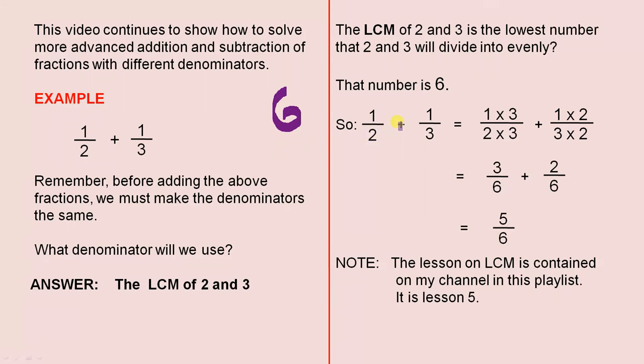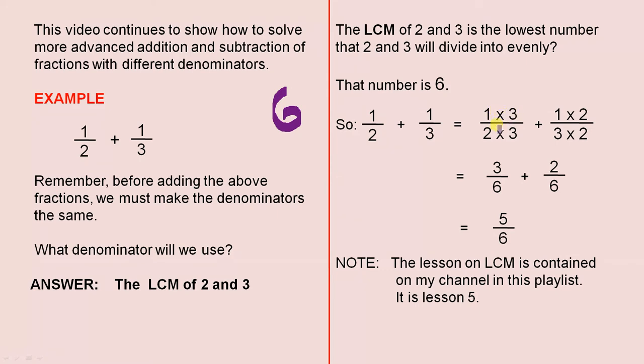So here we have a half plus a third. We need to make that a 6. How do we do that? We multiply by 3, because 2 3s are 6. We must also multiply the numerator by 3 to keep the value of the fraction the same. How do we make this a 6? We multiply it by 2. We must also multiply the numerator by 2 to keep the value of the fraction the same.